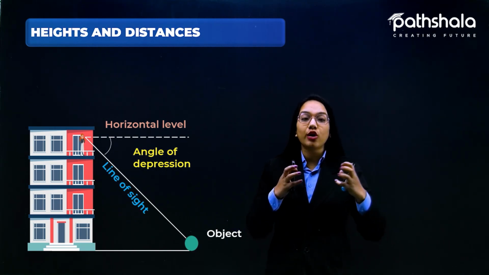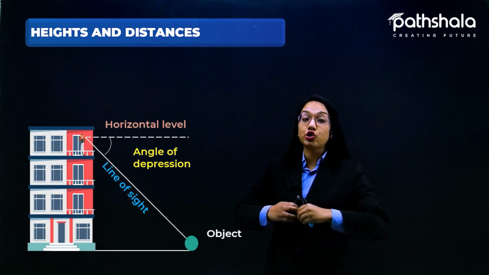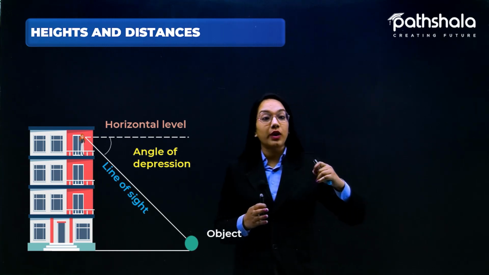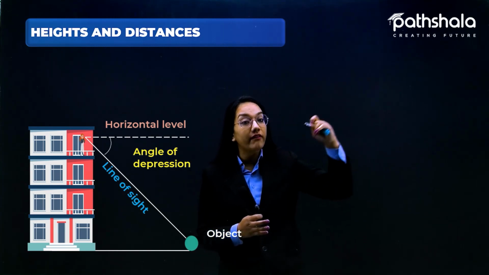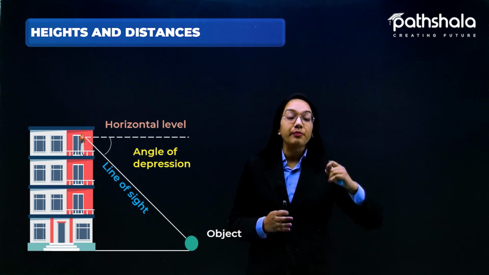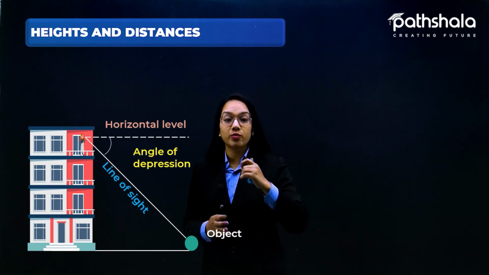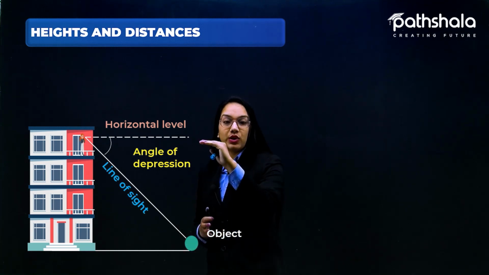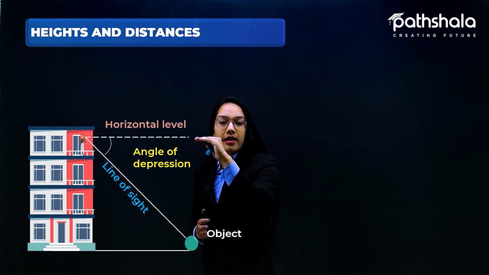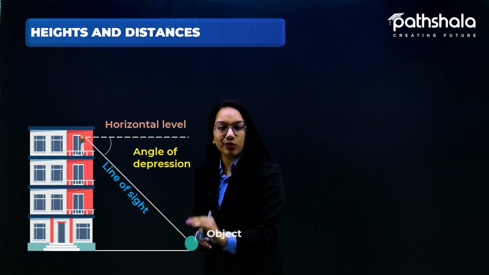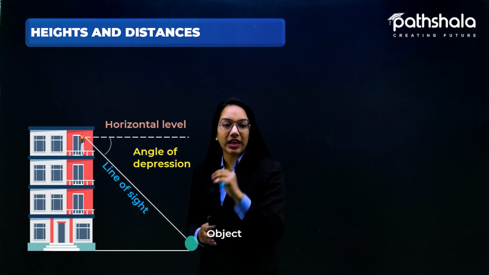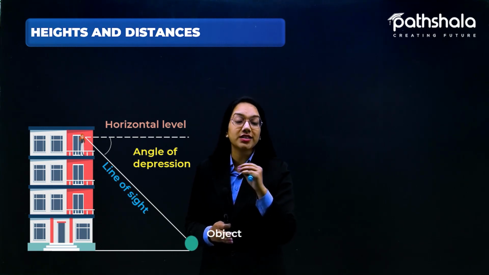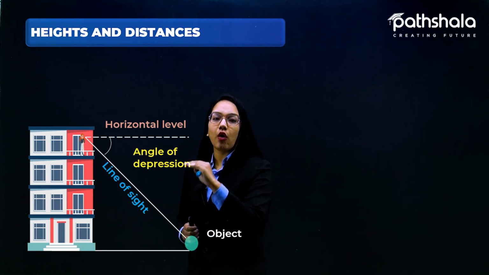In the case of the angle of elevation, the observer is looking above, meaning he is looking at the object which is above the horizontal level, but in this particular case the observer is looking at the object which is below the horizontal level. As you can see, this is my horizontal level and the observer is looking at the object below the horizontal level. So in such a case, when the angle is formed between the horizontal level and the line of sight, it is called the angle of depression.